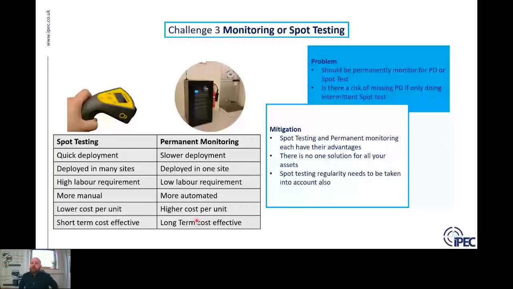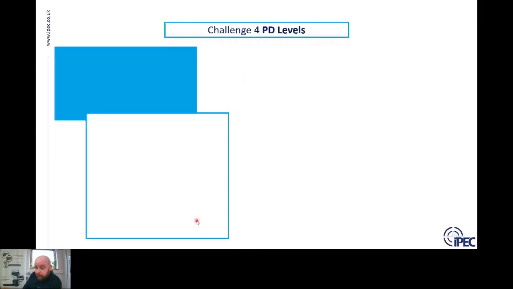So challenge number 4, PD levels. Whatever technology you're using, what is high PD, what is low PD? The problem, I suppose, is when is high PD too high? When should I take action on my network?